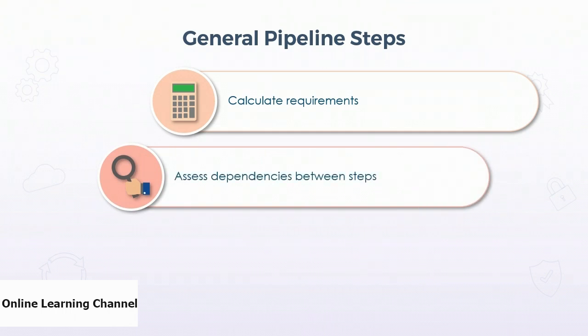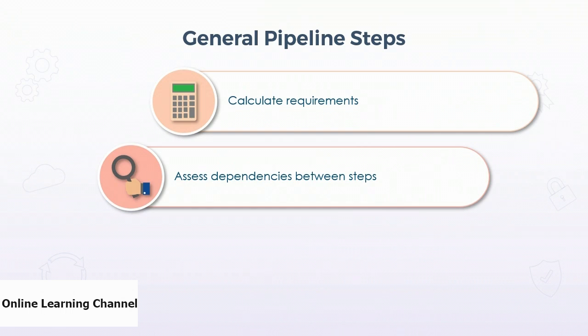The next step is to assess the actual dependencies between the steps. So if a step requires output that's generated from another step, that relationship is understood and prepared for. So the train model step will fire after the prepare data step because the train model step requires the dataset that's produced by the prepare data step.